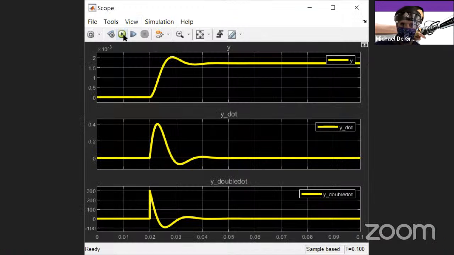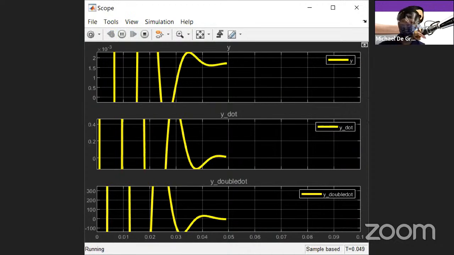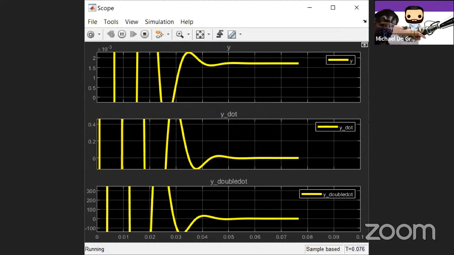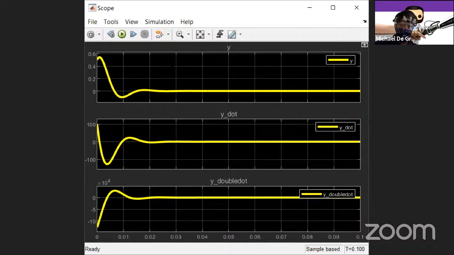So I'm going to share the scope again. I'm going to run this from the scope. And if you run this from the scope with those initial conditions, it changes the way that your output looks, as you would expect initial conditions to do, because you have some energy already in the system, right? That's what the initial conditions are telling you.